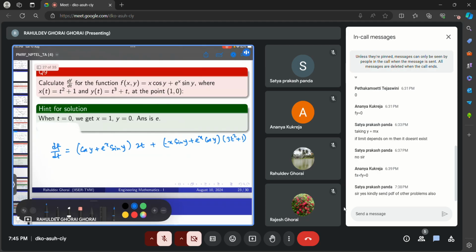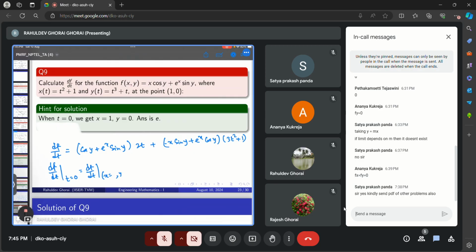Now we have to find df/dt at (1, 0). What is the meaning of (1, 0)? It means that when t is equal to 0, df/dt at x equal to 1, y equal to 0. Mainly when it gives a point (1, 0), you try to find out when x is equal to 1 and y is equal to 0. So if you take t equal to 0, then that will satisfy.